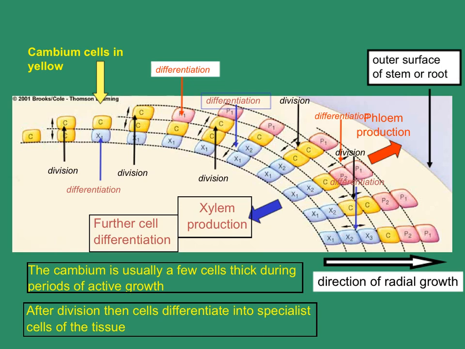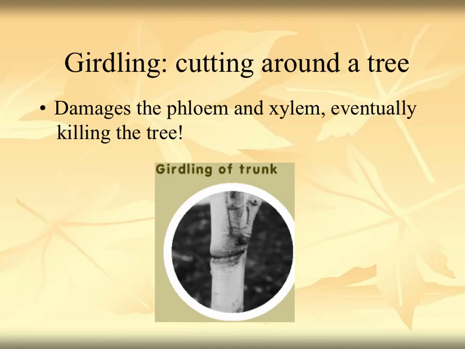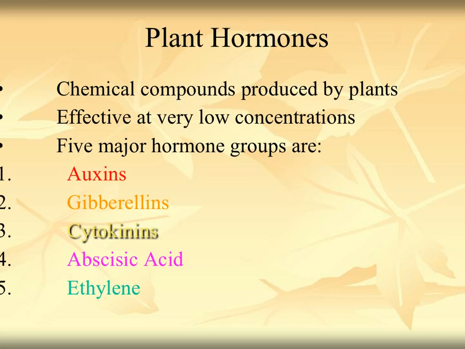So if you take a look at a tree and it's been girdled, which means they take a rope or a saw and cut around the outside part of the tree, they don't even have to cut all the way through it. If they disrupt that cambium and cut off the xylem and the phloem, then there's not going to be any transferring of water or sap, so the tree basically dies.